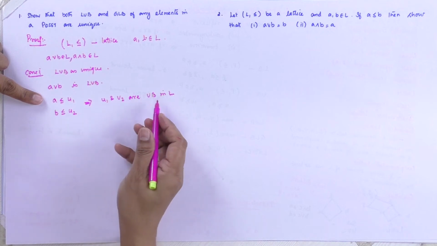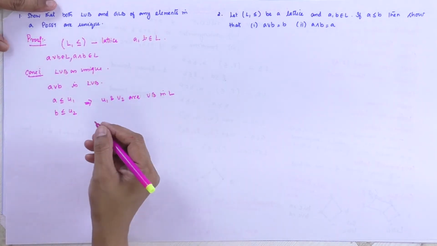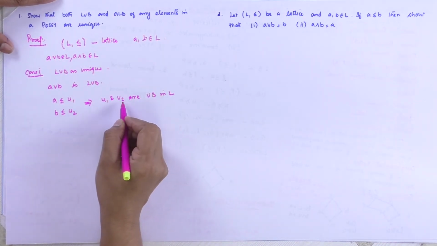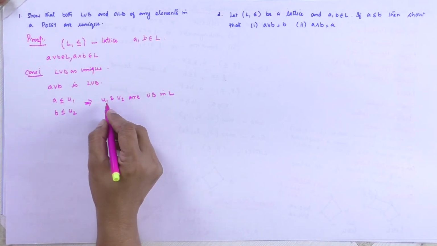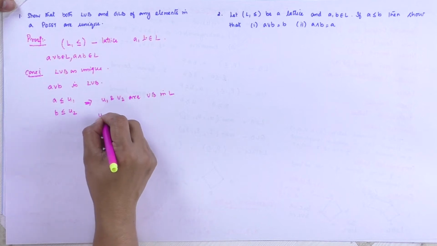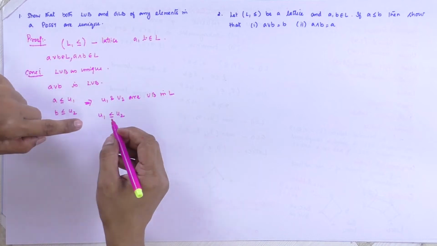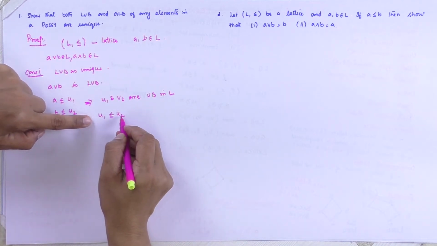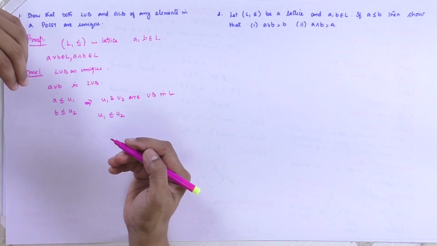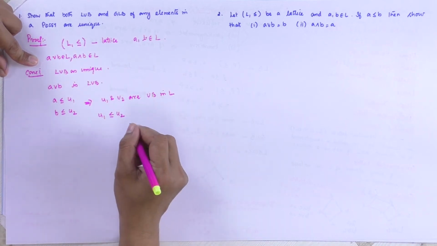So, if U1 and U2 are upper bounds, then for example, among these two upper bounds, if my U1 is less than or equal to U2, which means comparatively my U1 is less than or equal to U2, then I can say that my U1 will be the least upper bound, right.